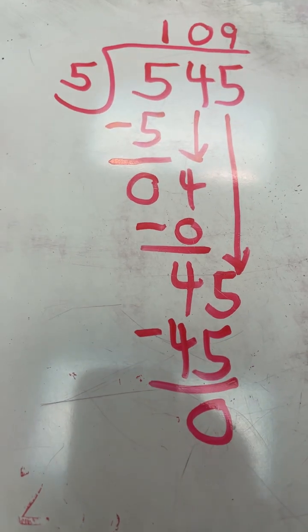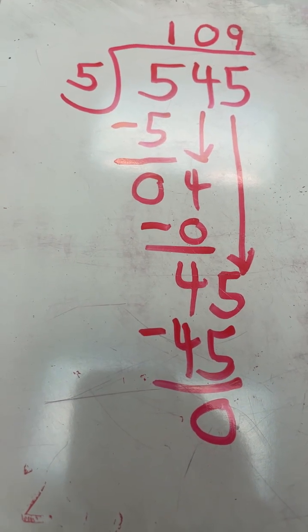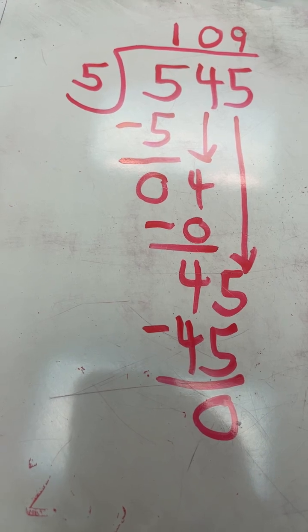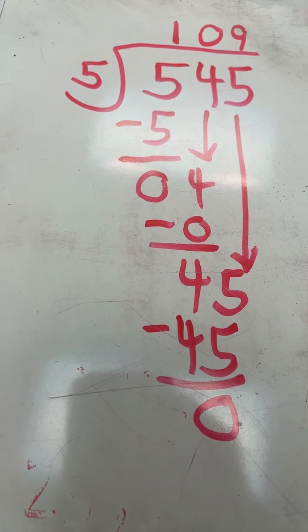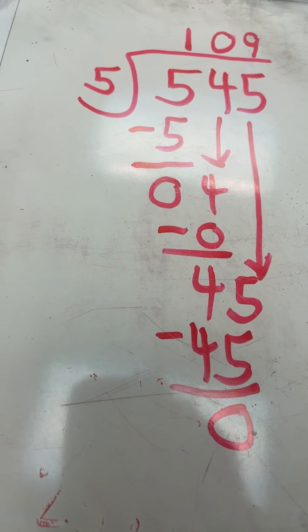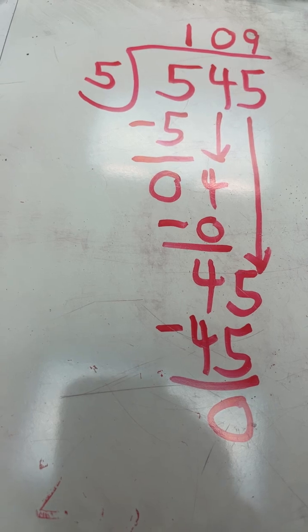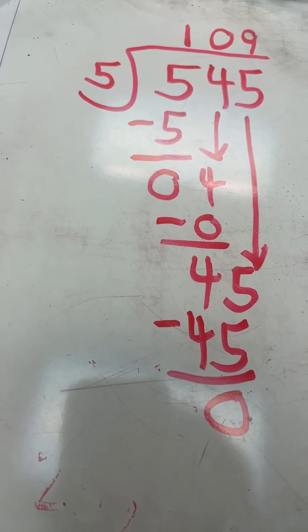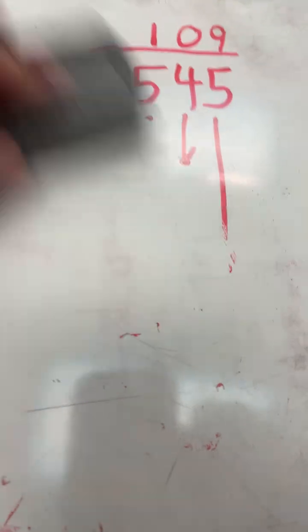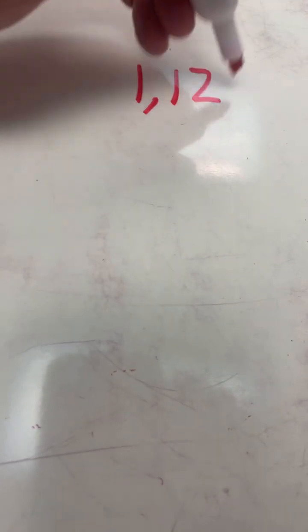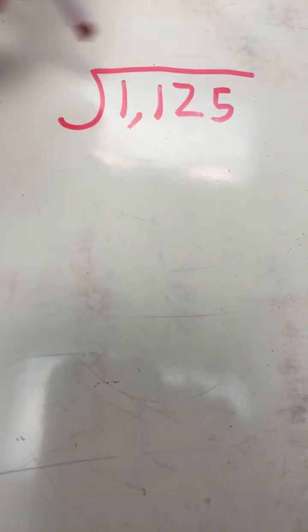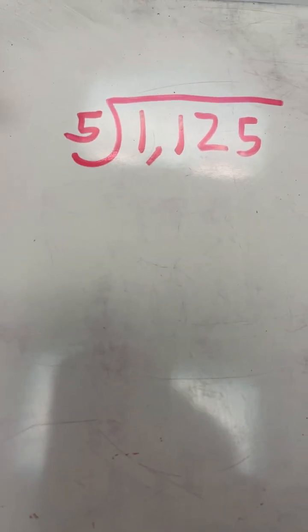45 minus 45 equals 0. There is no remainder. And we have our final answer. 545 divided by 5 equals 109. All right, I'm going to do one more example problem, and we are going to call it a video. 1,125 divided by 5. That will be my final problem of the live stream.